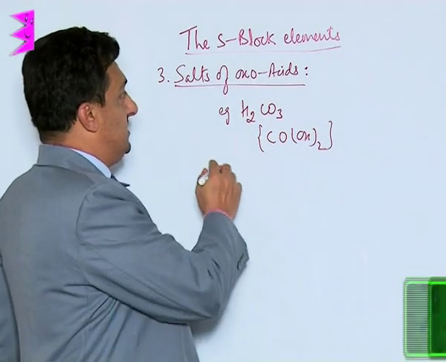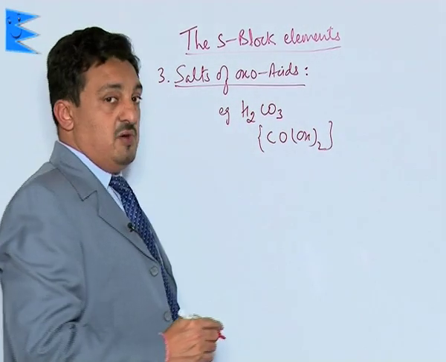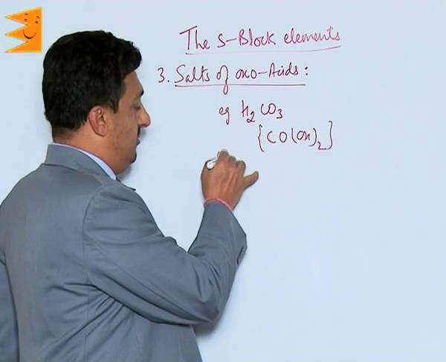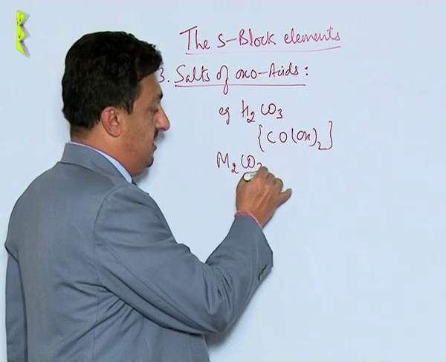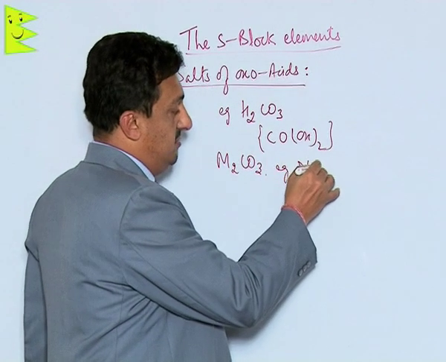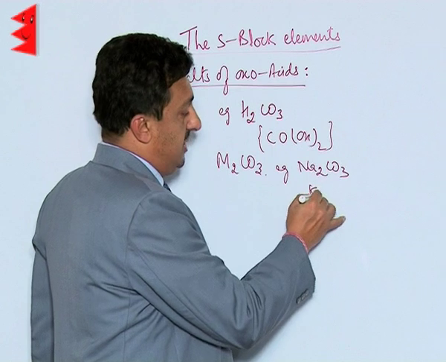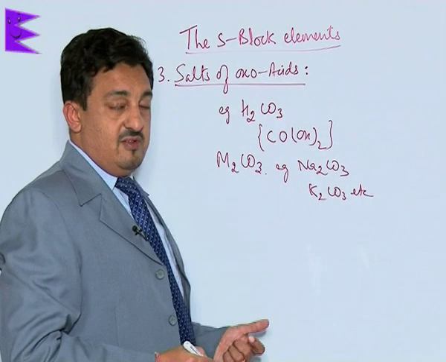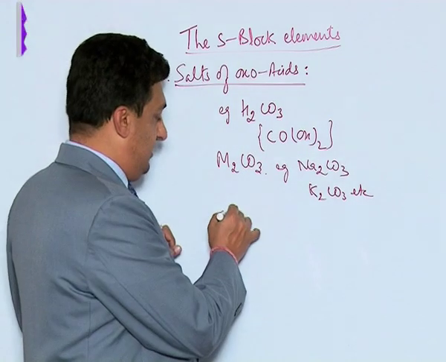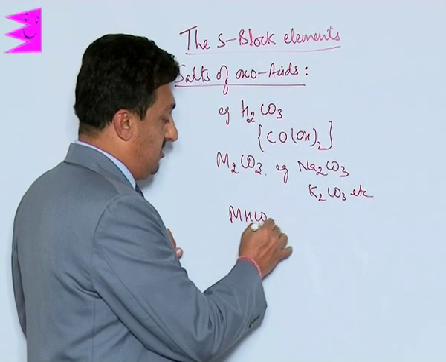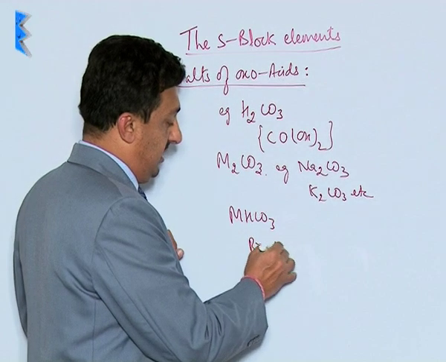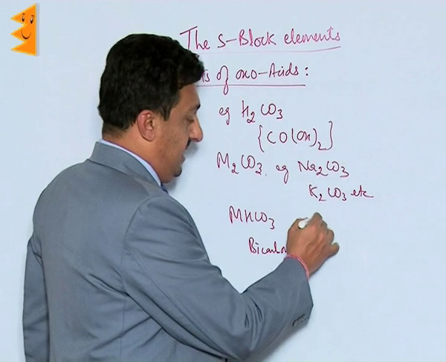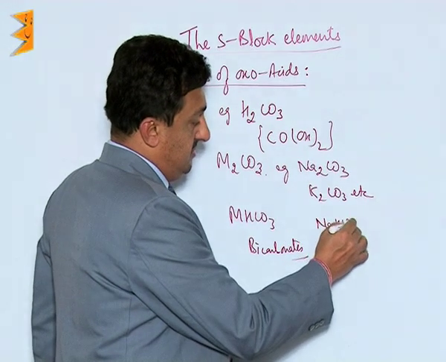Now the salts of oxo-acids of the group 1 elements, the alkali metals, are of the formula M2CO3. Examples are sodium carbonate, potassium carbonate, etc. These salts of oxo-acids also exist with the formula MHCO3, which are called bicarbonates. Like we can have sodium bicarbonate.